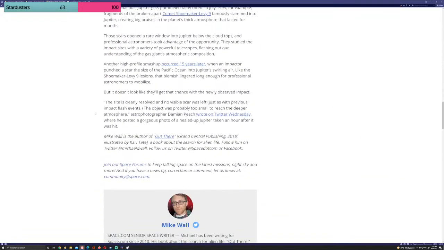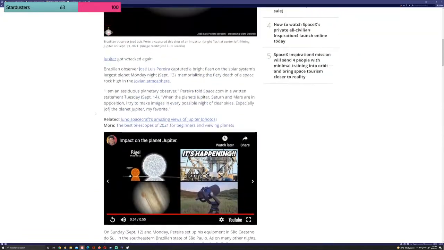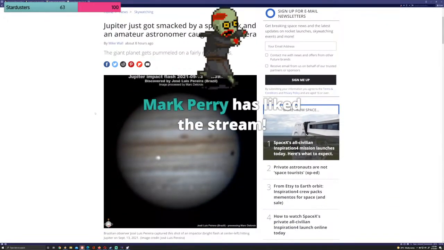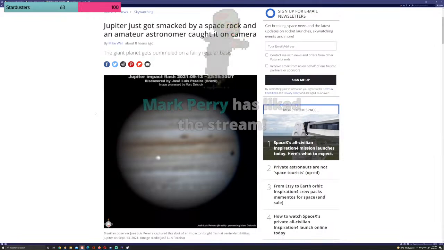Talking about this is actually kind of an important thing that happened last night. We're still trying to catch up and figure out what in the world it actually was. Again, it likely was an asteroid impact on the planet Jupiter.